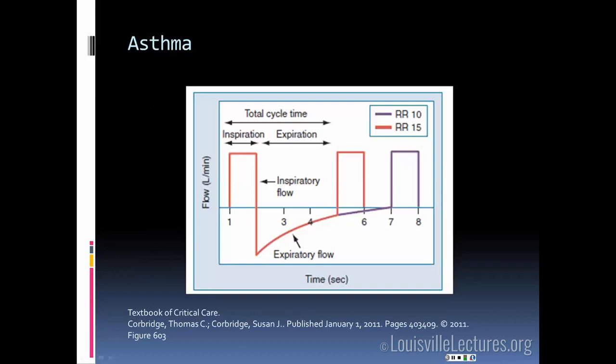This is just showing how effective you can be in preventing dynamic hyperinflation or auto-PEEP just by decreasing the respiratory rate here from 15 to 10. You can see here with a respiratory rate of 15, the flow time curve doesn't go back to baseline, meaning the patient was auto-PEEPing, and once you decrease the respiratory rate, you're good to go.